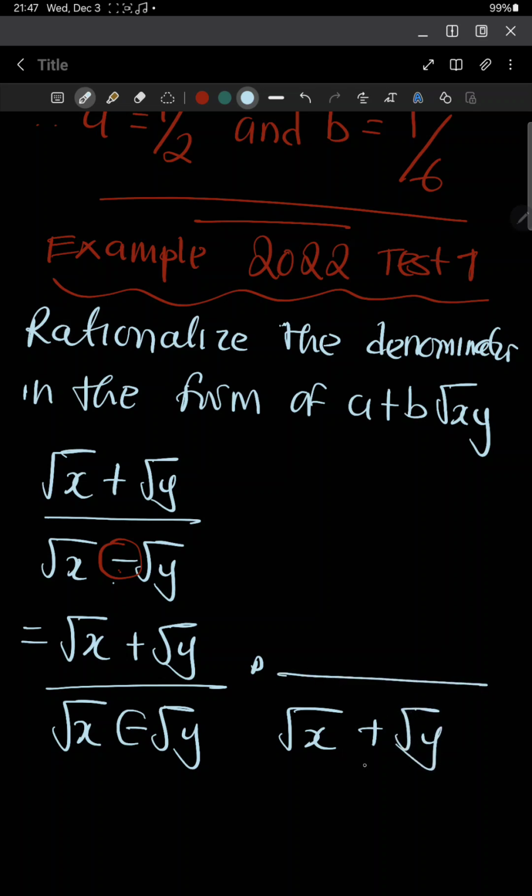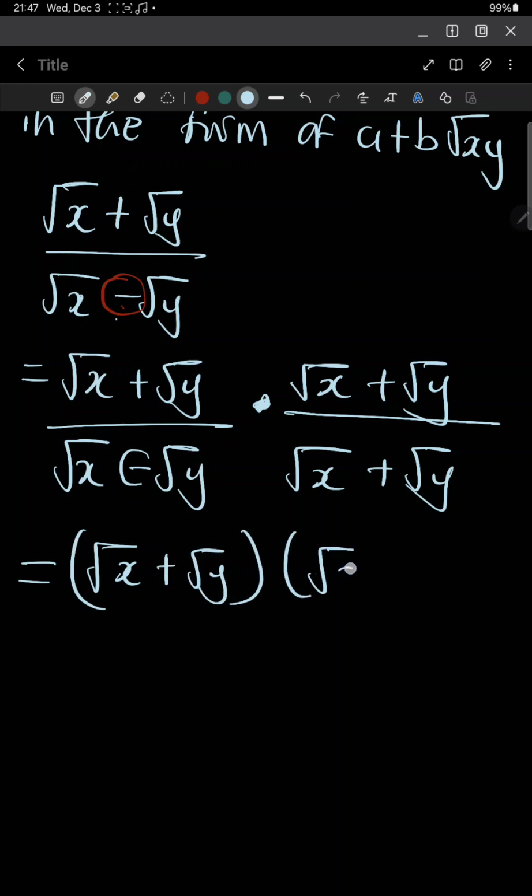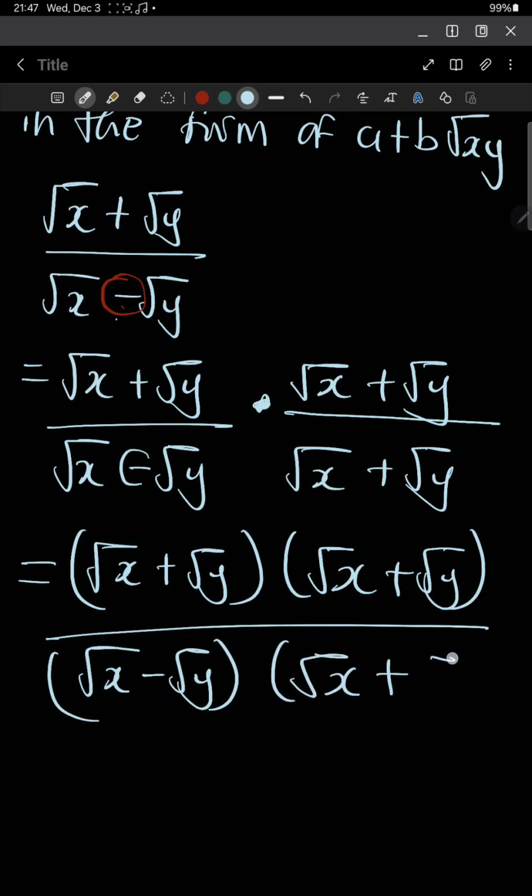What you do on the denominator, you should also do on the numerator. So it will be square root of x plus square root of y. After that, evaluate it. So this is same as multiplication. So it will be square root of x plus square root of y, and then square root of x plus square root of y, divided by square root of x minus square root of y, and then square root of x plus square root of y.